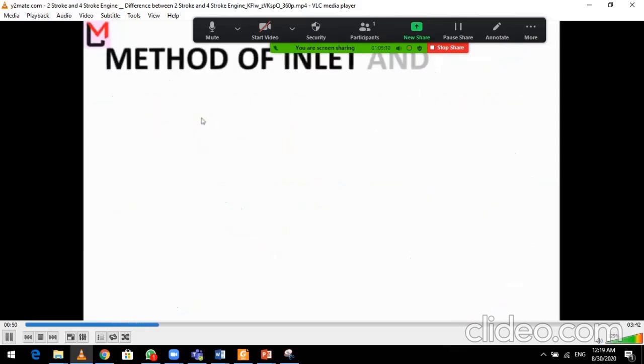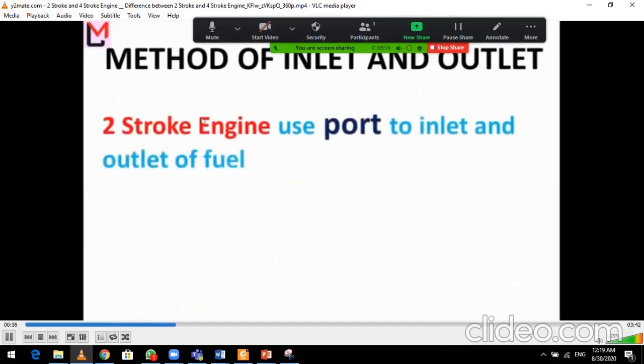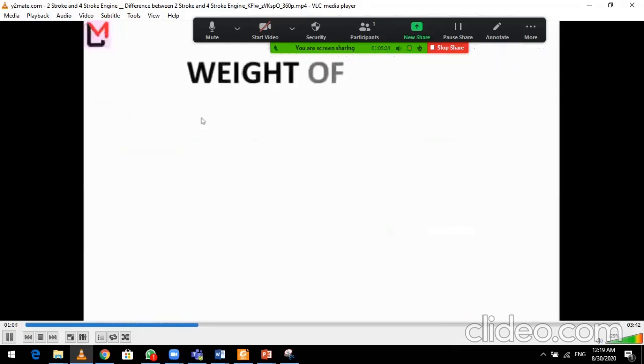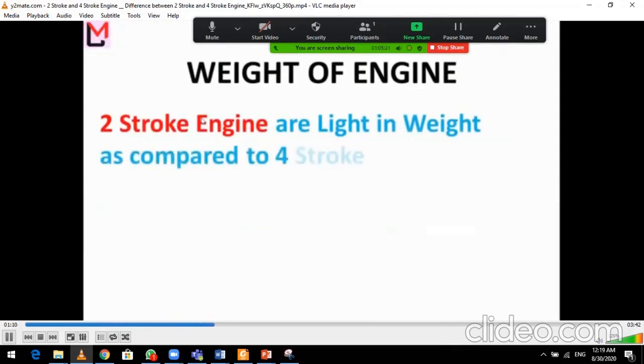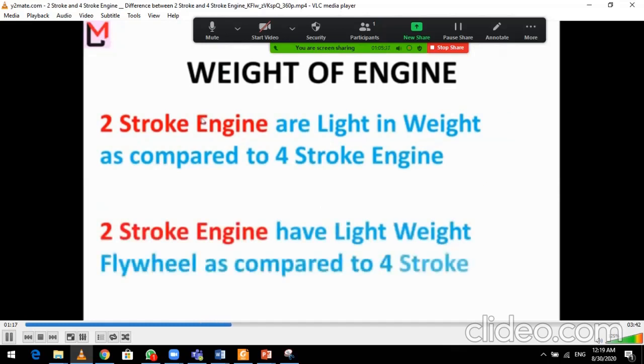Method of inlet and outlet. Two-stroke engine use port to inlet and outlet of fuel. Four-stroke engine use valve to inlet and outlet. Weight of engine. Two-stroke engine are light in weight as compared to four-stroke engine. Two-stroke engine have lightweight flywheel as compared to four-stroke engine.